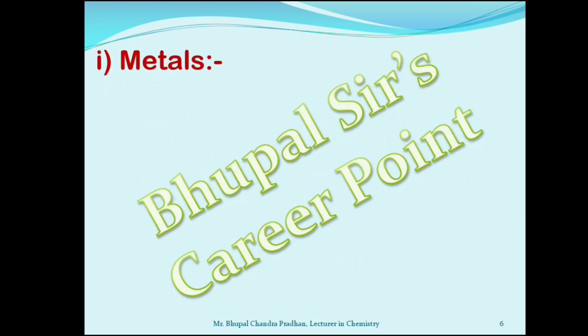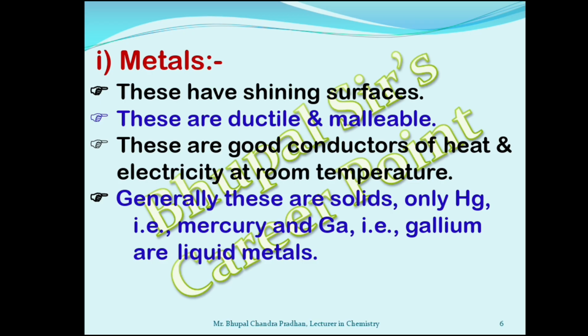What are the different characteristics of the metals? These have a shining surface. These are ductile and malleable.